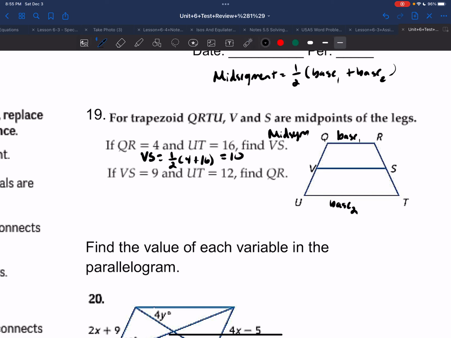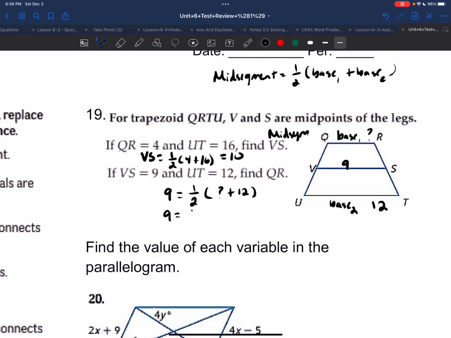So VS is 9 and UT is 12, and then I need to figure out what QR is. So again, I'm going to use my equation up here, my little formula. Mid-segment is 9, which is equal to 1/2 times my base. I don't know what that is, so I'm going to put a question mark there. I'm going to solve for that question mark. And then I'm going to add 12.